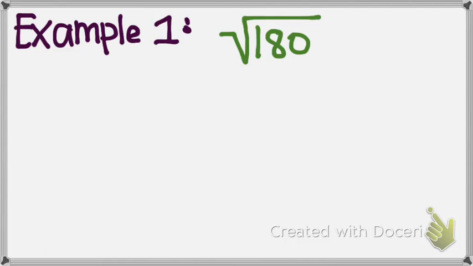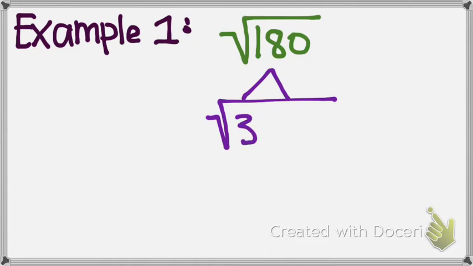Here's our first example. We're going to simplify the radical expression, the square root of 180. Now, I cannot think of a number that is the square root of 180, so we're just going to simplify it. We're going to think to ourselves what the greatest perfect square factor is that can go into 180. I can think of 36 times 5. 36 is the greatest perfect square that can go into 180.